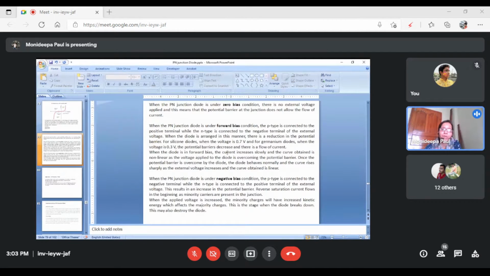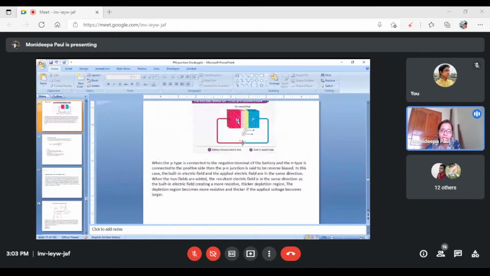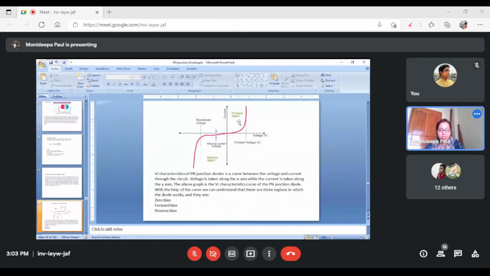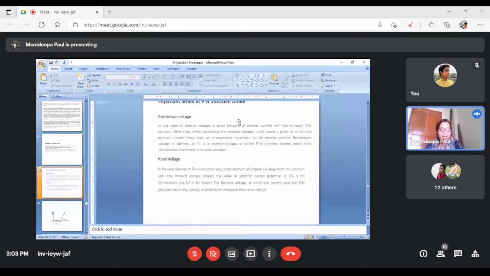That means if you apply the voltage in the reverse direction, this junction breaks down. Total breakdown occurs inside the semiconducting material, and it is totally damaged. You just throw this semiconductor material into the dustbin. You can't use it again. This is called the reverse breakdown voltage.